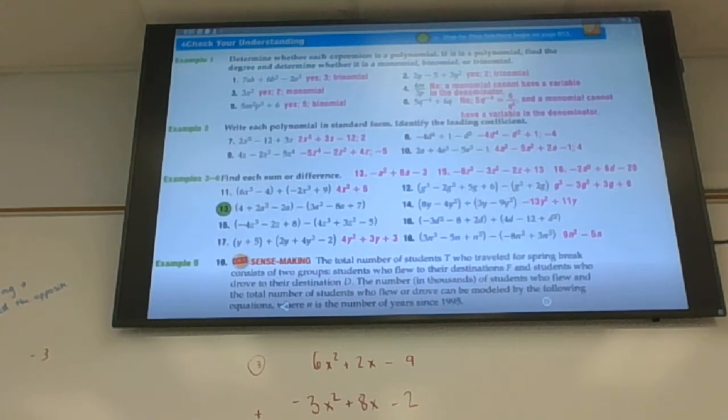Number 4 is a no. Why is number 4 a no? Violet, you see it 4? No? Yeah, there's a variable in the denominator. That's also no.